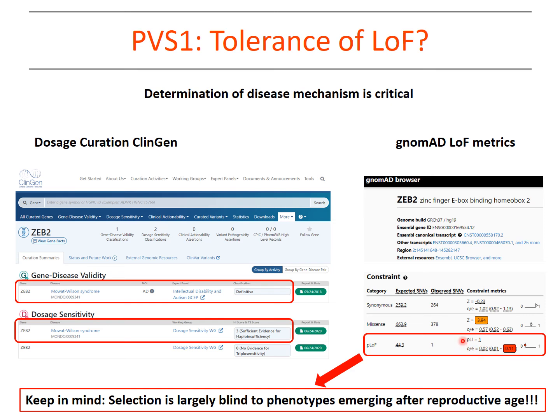You can also use the pLI score. So pLI stands for probability of loss of function intolerance. And if this is 1, so 1 is the highest score, then also this is an indication for pathogenicity. So for loss of function, the pLI score is 1, the highest, and the OE score would be 0, the highest. Okay, and these two normally correlate. But you must be very careful again and keep in mind that the selection is largely blind to phenotypes emerging after reproductive age. So for example, you would expect to find pathogenic BRCA, APC or PTEN variants, which are cancer susceptibility variants. They are late onset, and you will find them in the gnomAD database. Okay?